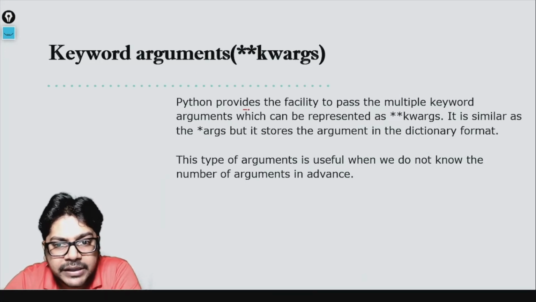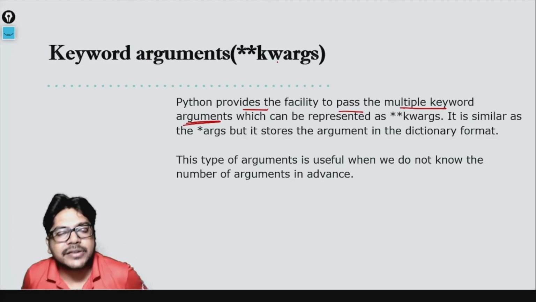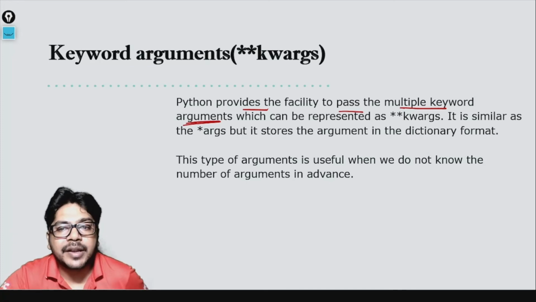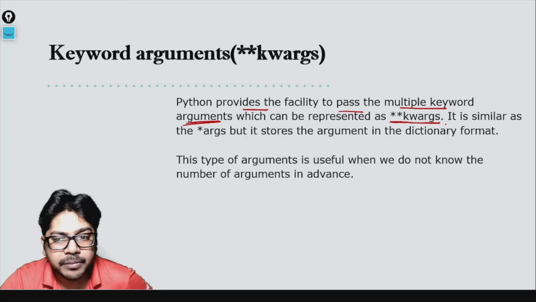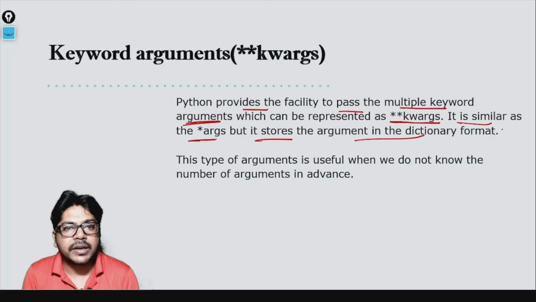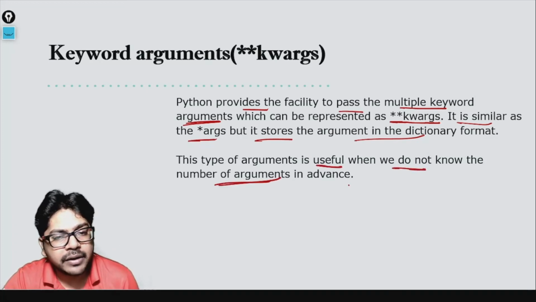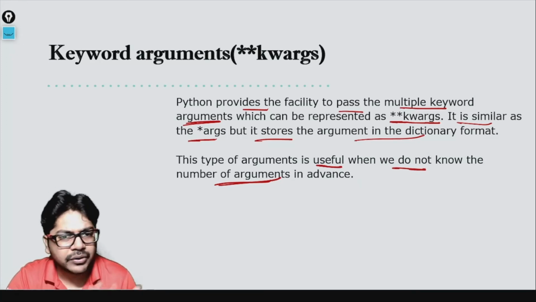Now Python provides the facility to pass multiple keyword arguments also. It provides another additional thing. What is that? Multiple keyword arguments, which can be represented as two asterisk symbols and then kwargs. It is similar to args, but it stores the arguments in dictionary format, key value, key value, key value. This type of argument is useful when we do not know the number of arguments in advance. When you are not sure how many arguments you need, just use multiple keyword arguments. It is going to work absolutely fine.